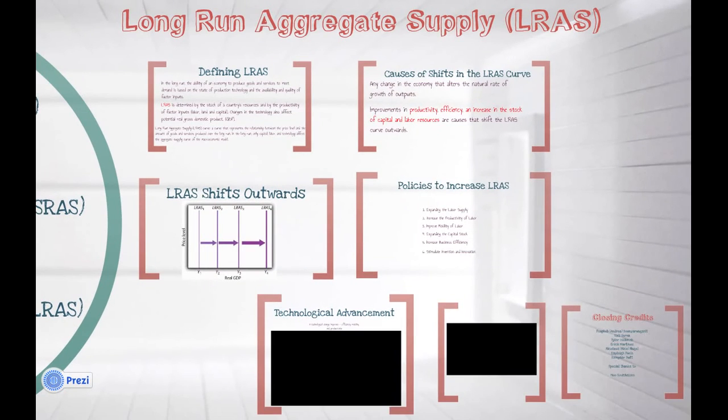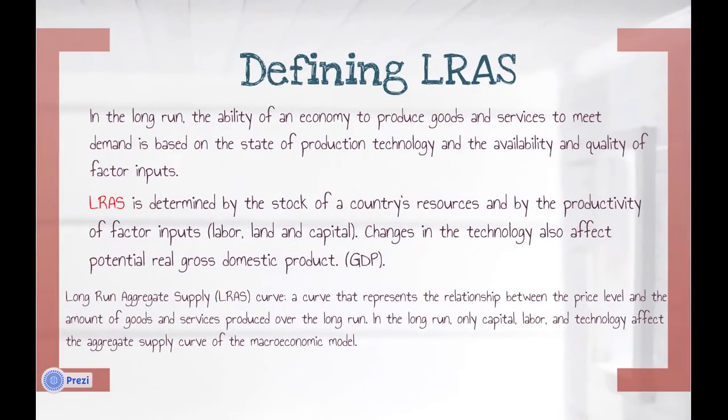Long-run aggregate supply. In the long run, the ability of an economy to produce goods and services to meet demand is based on the state of production technology and the availability and quality of factor inputs. Long-run aggregate supply is determined by the stock of a country's resources and by the productivity of factor inputs such as labor, land, and capital.